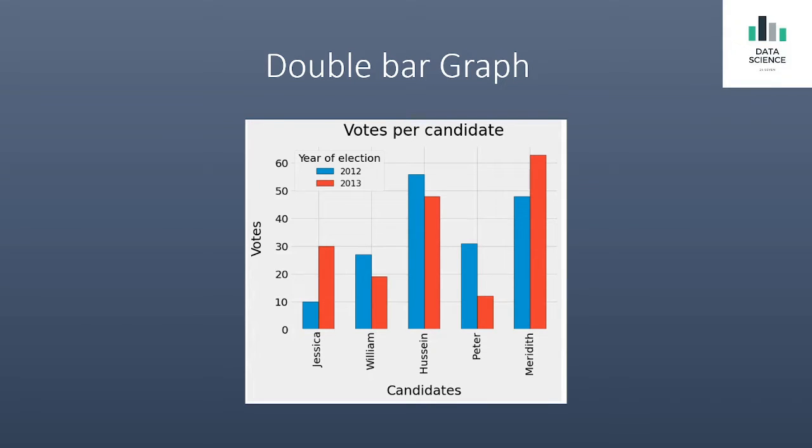This is an example of a double bar graph. Here on the x-axis we have discrete categories named candidate. On the y-axis we have the count of votes. But on the x-axis, each discrete category has been judged on the basis of two parameters, and the parameters are the year of election. Since we have only two parameters, it is known as a double bar graph.